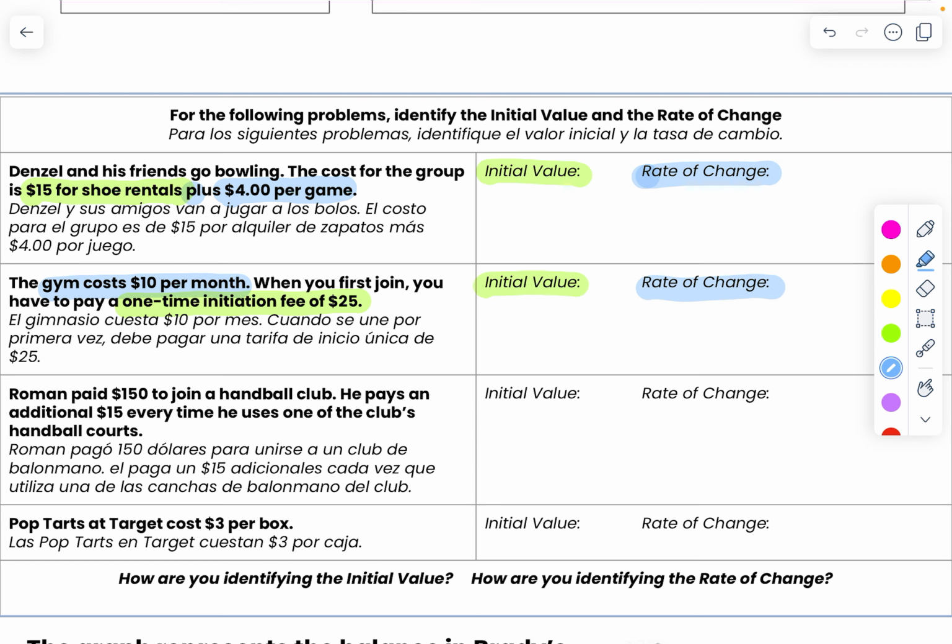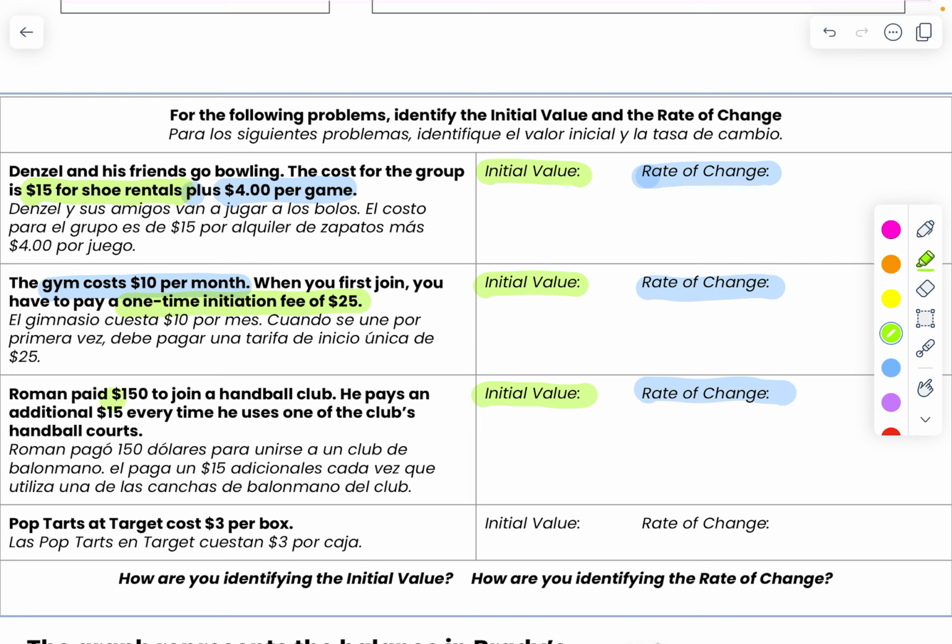The next problem says Roman paid $150 to join a handball club. He pays an additional $15 every time he uses one of the club's handball courts. So what we want to know is what's our initial value and what is our rate of change. So how much money does Roman have to pay just to start? He can't even play handball yet, but automatically this is what he's going to pay before he can play any handball, regardless of how many games of handball he's going to play.